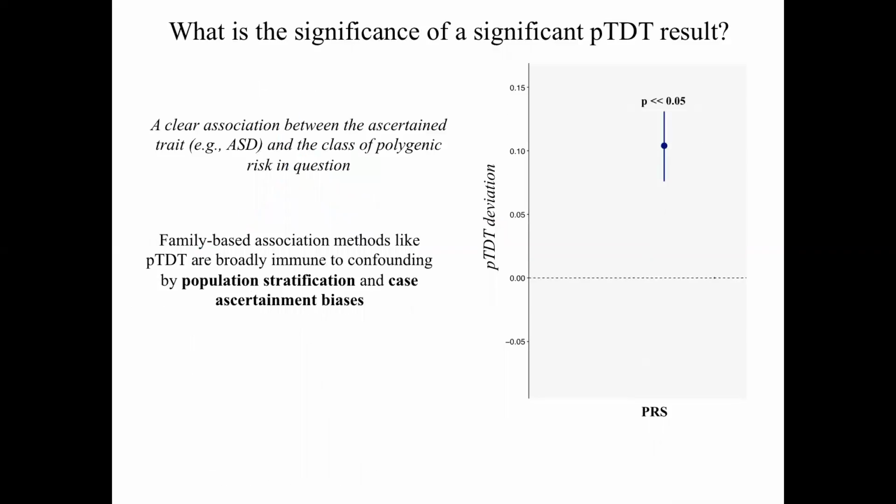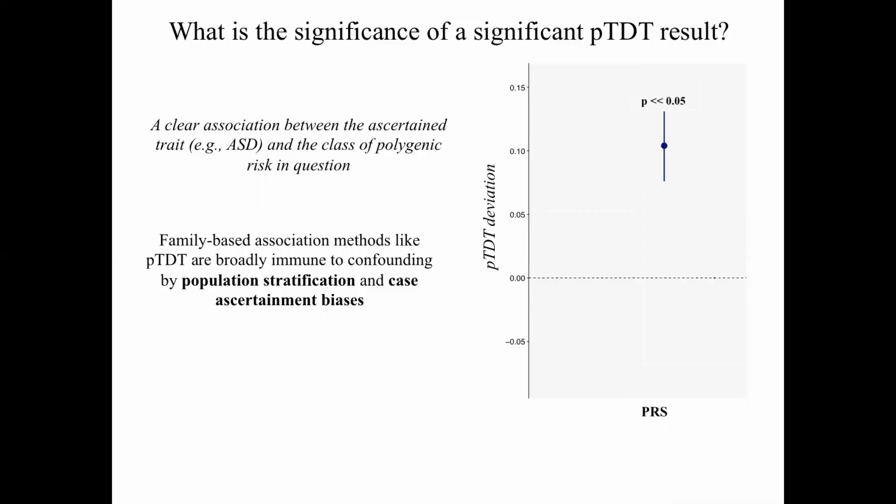And I think it's important to understand what this finding means. So what this is, is a clear association between the ascertained trait, whether it's a cohort ascertained for height in the offspring, whether it's a cohort ascertained for autism in the kids but not in the parents, and an association between that trait and the class of polygenic risk in question. And importantly, as a family-based cohort method, we are broadly immune to biases by population stratification and case ascertainment biases.